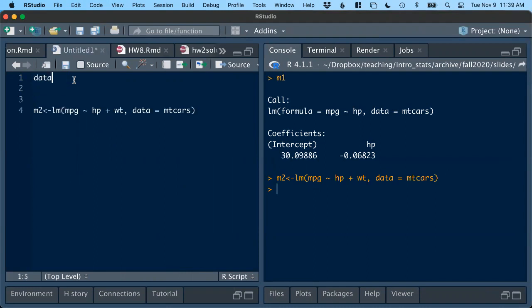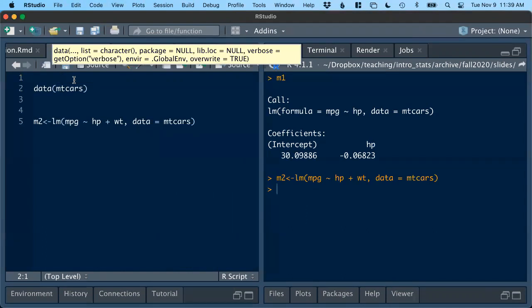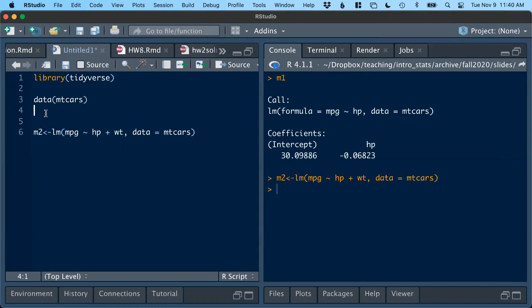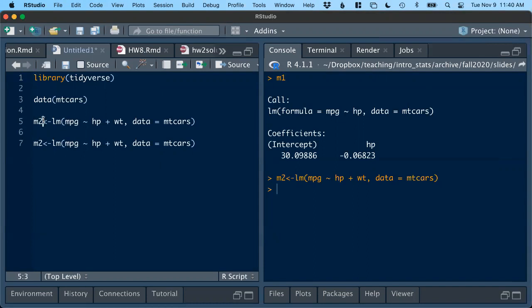Once I start working in a script, I want to write all the code I need to support it, so that if I run it from the beginning, it'll execute everything below faithfully. If I were to start a new session of R, I'm going to bring tidyverse in because I want to use ggplot now. Okay, data mtcars, M1. It's the same thing as M2, right? But I'm just going to copy and paste that without weight.